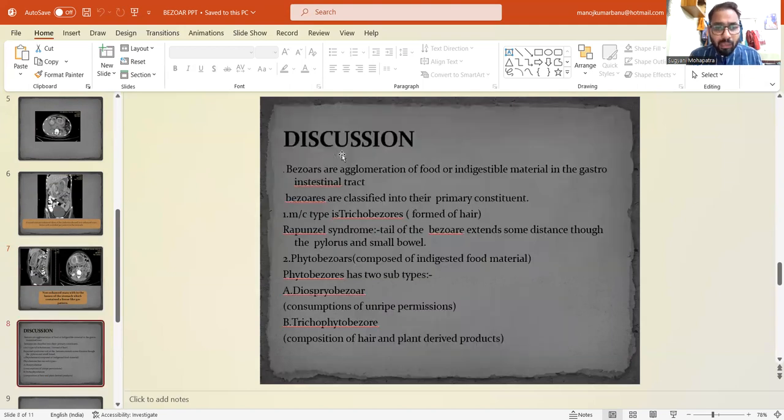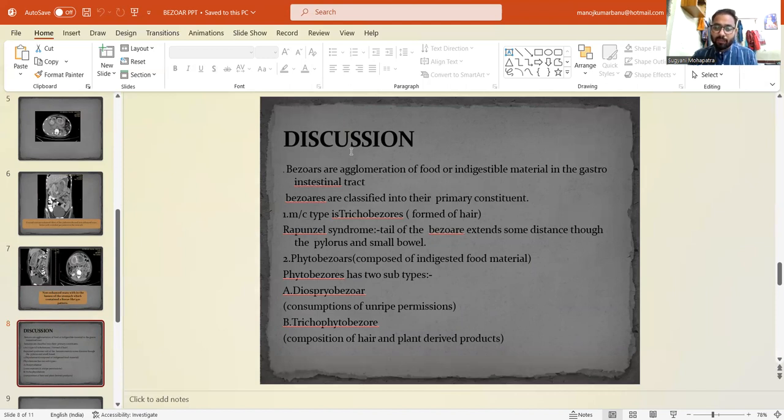Thereafter, discussion. Bezoars are agglomerations of food and indigestible material in the gastrointestinal tract. Bezoars are classified by their primary constituents. The most common type is trichobezoar, which means formed of hair. In trichobezoars, we have a syndrome called Rapunzel syndrome, where the tail of the bezoar extends for some distance through the pylorus and the small bowel.